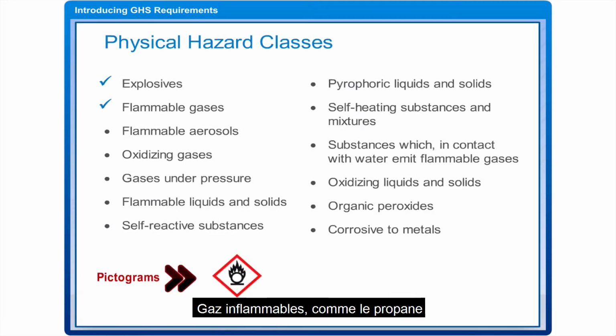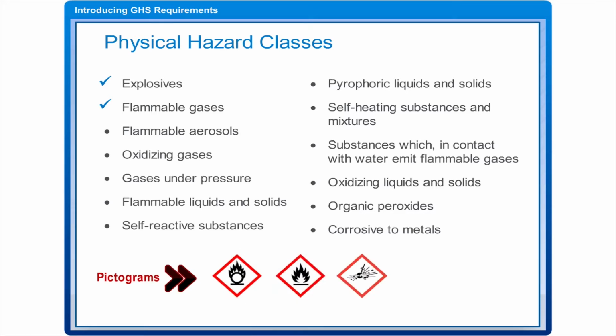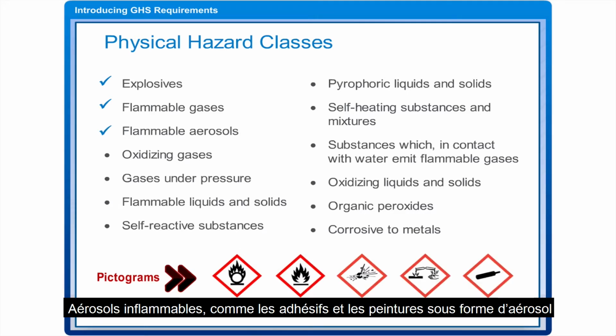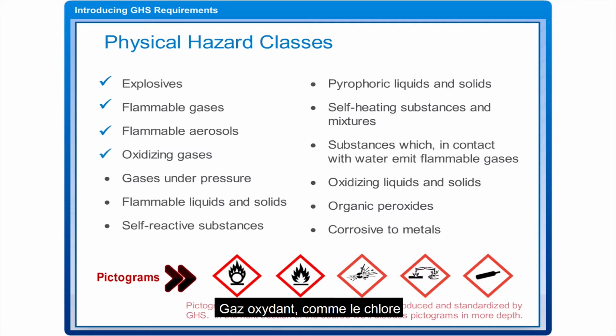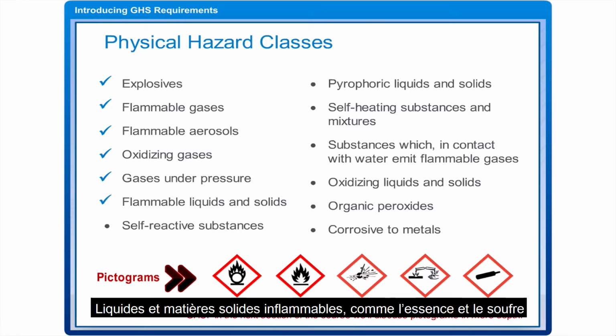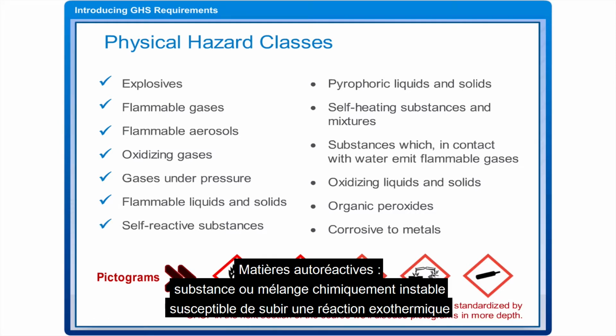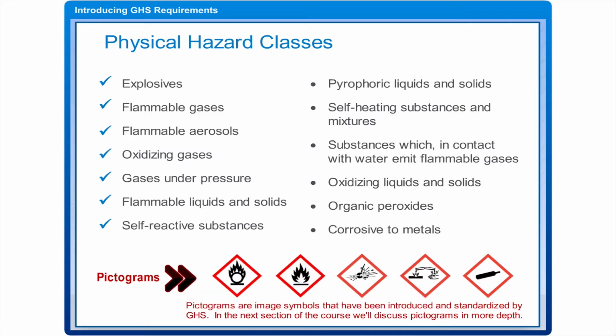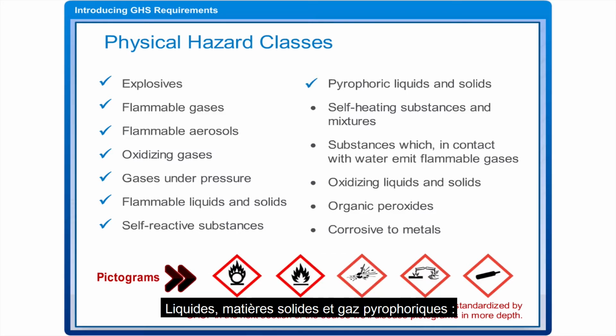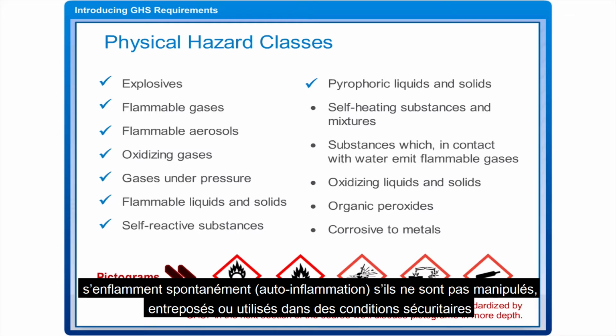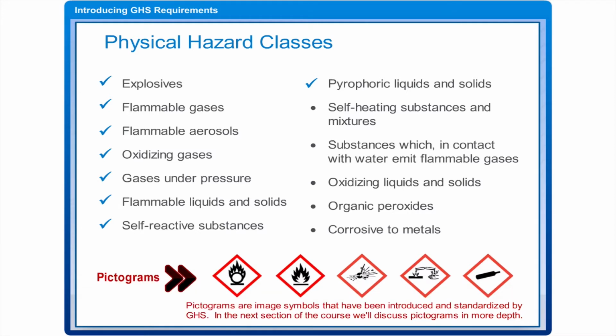Explosives. Flammable gases, such as propane. Flammable aerosols, like spray paints and adhesives. Oxidizing gases, like chlorine. Gases under pressure, like nitrogen, propane. Also, flammable liquids and solids, like gasoline and sulfur. Self-reactive substances are those chemically unstable that can undergo exothermic reactions. Pyrophoric liquids and solids are those that self-ignite if not handled, stored, or used under safe conditions.